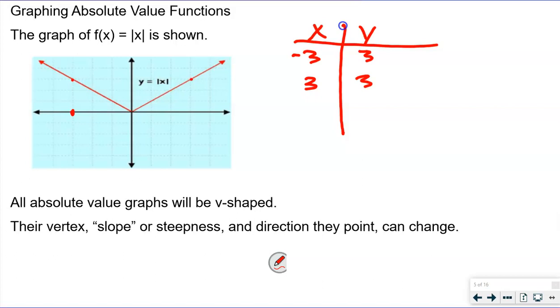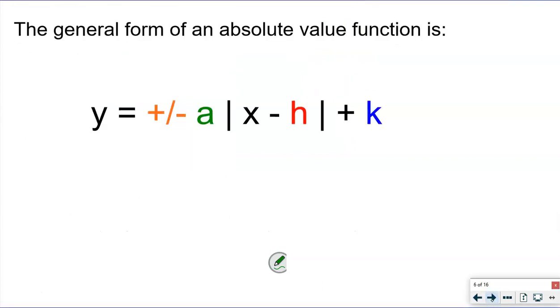And notice that we have this axis of symmetry right here. This is our axis of symmetry. So everything on the right looks the same as the left. So all absolute value graphs will be V-shaped graphs like this one is, and their vertex, the slope or steepness, and the direction they point can change. And we're going to talk about that in a minute, okay?